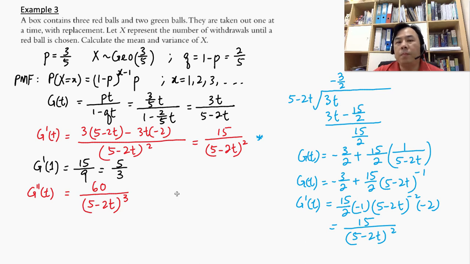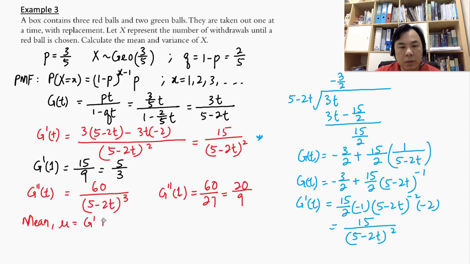Let me just check one more time if I got this correctly. Yep, correct. Once we have this, I also need to evaluate the second derivative at t equal to 1. So I will end up with 60 over 27 instead. Maybe I can divide by 3. 3, 9, yeah, 20 over 9. And then finally, my mean. The mean can be obtained using the first derivative, which is the same as 5 over 3.